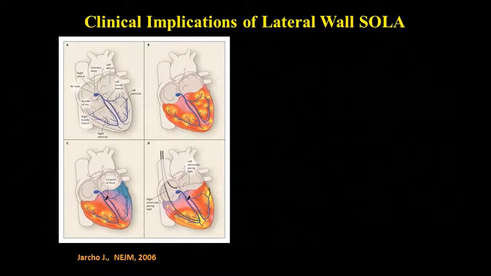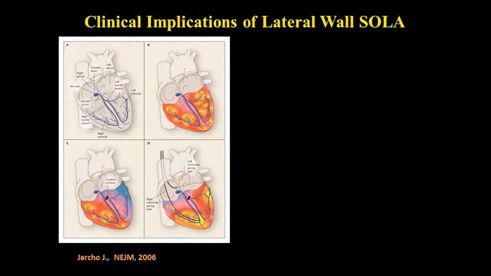So what are the clinical implications of knowing the site of latest activation, which I call SOLA, S-O-L-A, for site of latest activation. So this is an example cartoon of the conduction system of the heart. Okay, you have a right bundle, you have a left bundle. When everything is normal, they both activate at the same time with synchronous contraction of the ventricles. When there is a left bundle branch block, the left ventricle activates through the right ventricle.